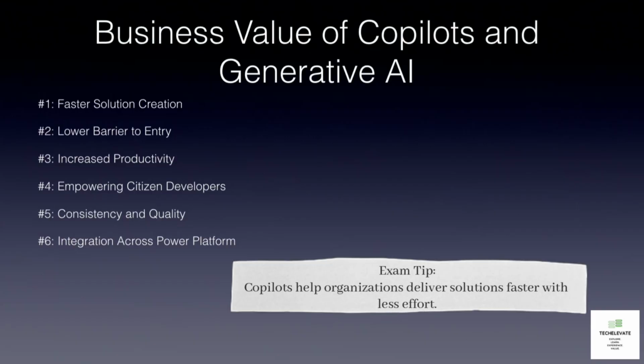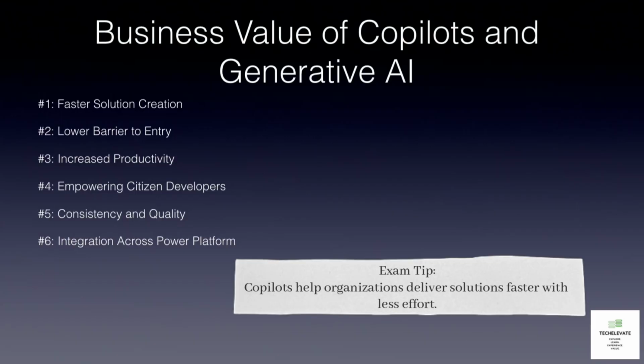Core business value number 5, consistency and quality. Copilots also help improve consistency and quality by providing guided suggestions and best practice patterns. AI reduces errors and helps ensure solutions follow recommended approaches. This leads to more reliable and maintainable solutions across the organization.